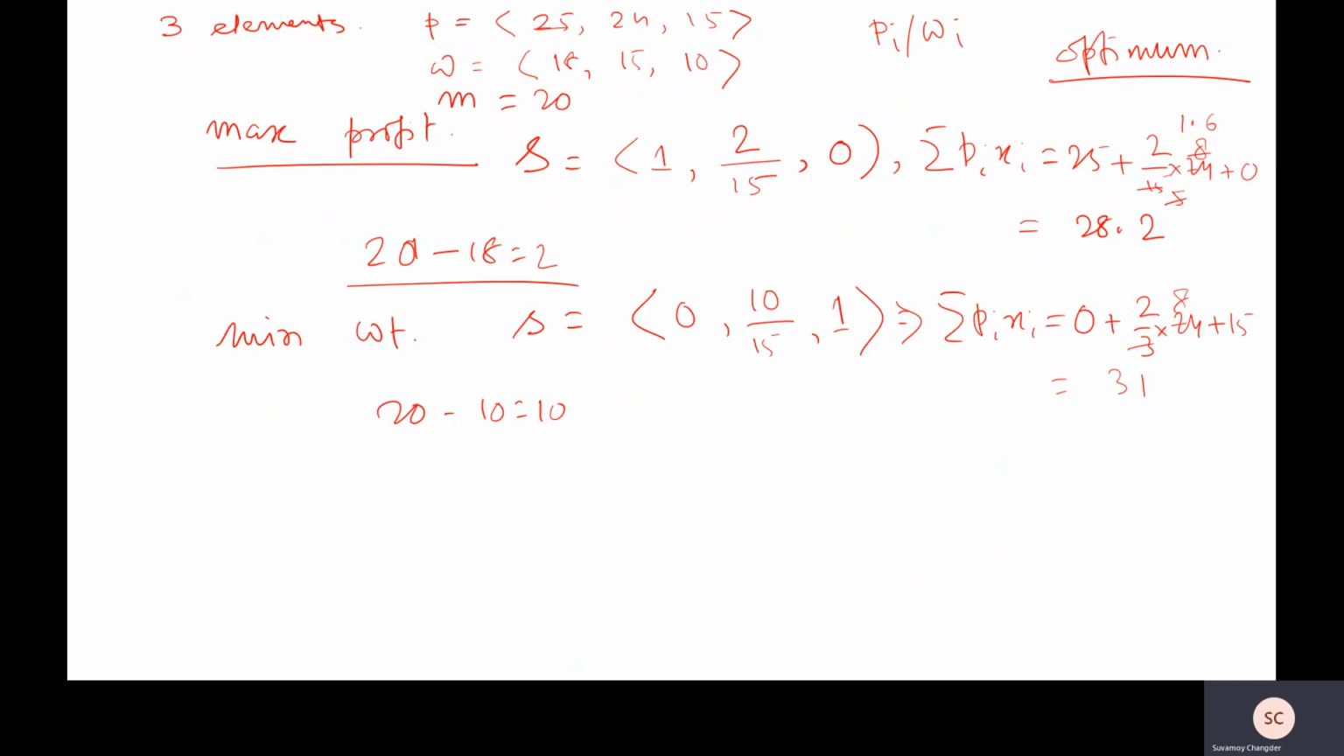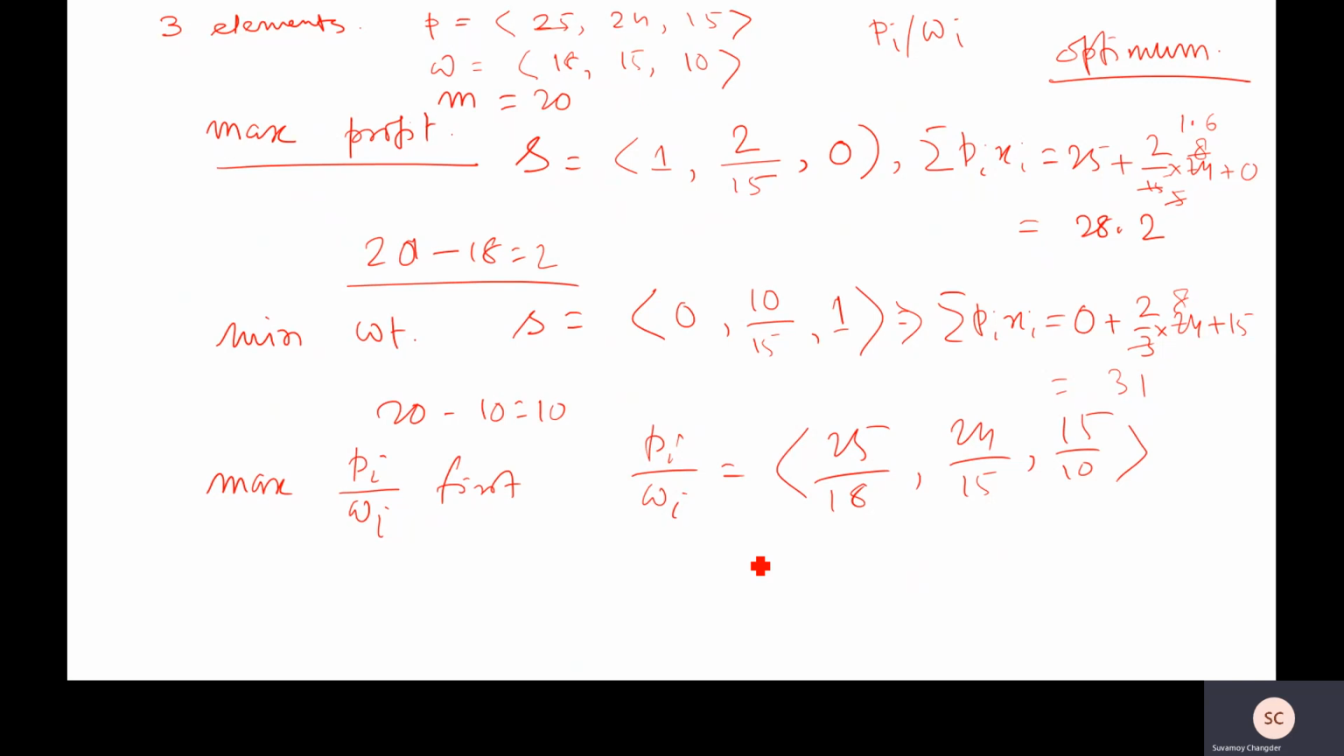Now there is another way, which is the maximum Pi by Wi ratio first. If we go for that, then we will get the maximum profit weight ratio. Let us find the Pi by Wi array: 25 by 18, then 24 by 15, then 15 by 10.